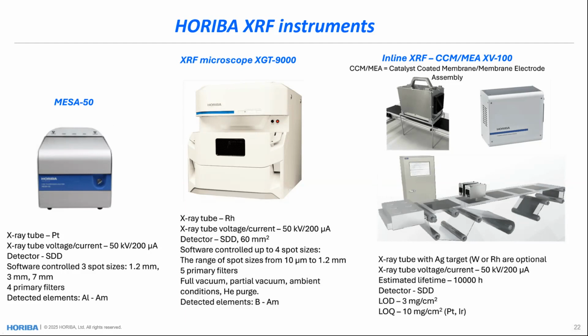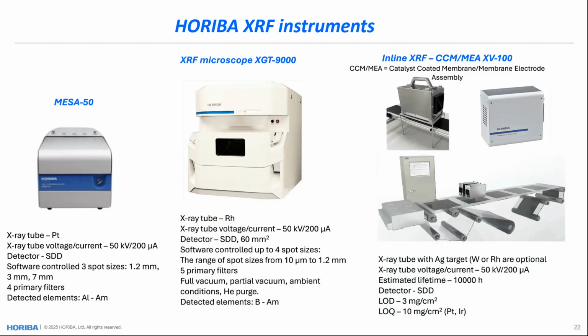Another is a microscope, which is also an XRF system. It's a real microscope, and I'll show you some pictures later. It has a rhodium tube, a 50-watt air-cooled generator, and a 60 square millimeter silicon drift detector. It has up to four software-controlled spot sizes, and the range is very good, from 10 microns to 1.2 millimeters. 1.2 millimeters is the largest spot on the microscope and the smallest on the MESO 50, so we have a very nice overlap between the instruments.